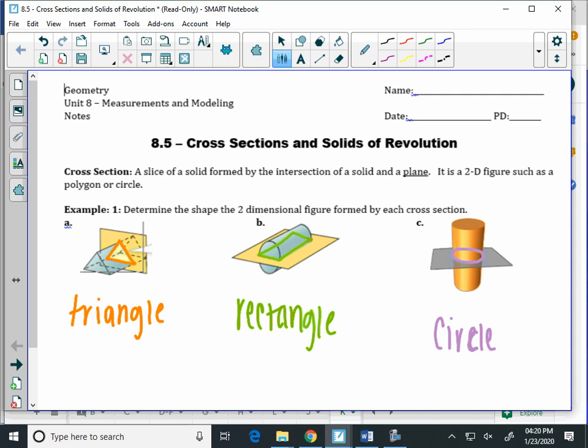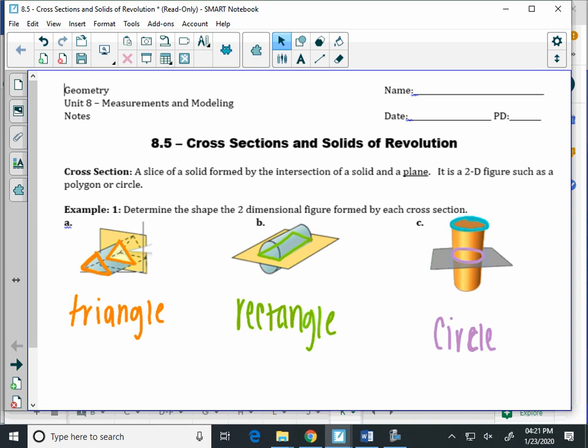It's a circle. Another helpful way you can tell is if the plane is parallel to the base. In A, the plane was parallel to the base, which was a triangle. That's what your cross-section is going to be. In C, the plane is parallel to the base, and the base of a cylinder is a circle. Well, that's what your cross-section is going to be. In B, the tracing method is probably going to work best because the plane's going through the circle. So you follow the outside and see what two-dimensional figure you get.